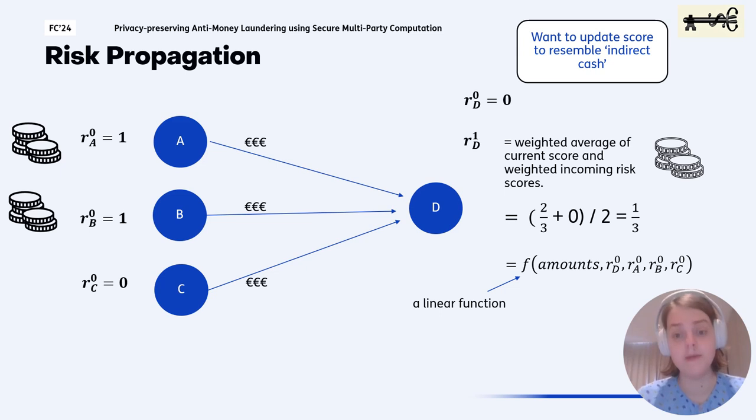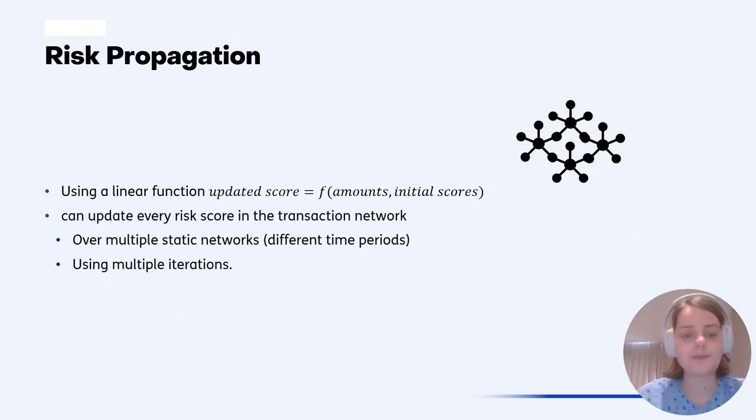And if we generalize this, then we get some linear function that takes in the amounts, the current risk score and the incoming risk scores. And this is a linear function that calculates the updated score of account D. I won't go into the exact details of this function. It's not that complicated, but for now it's important that this is a linear function with these inputs. So we have a linear function that calculates the updated score by using the amounts and the initial scores. In this way, we can update every risk score in the transaction network, and we can do this over multiple static networks using multiple iterations. So we use this function multiple times so that we also get an idea of some flows in the network.